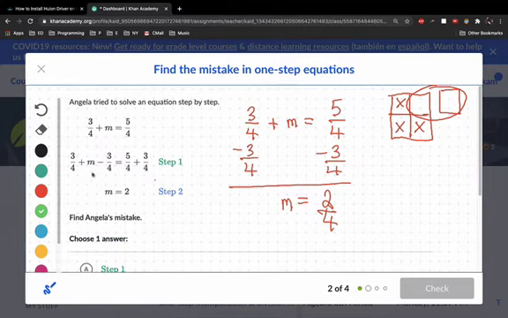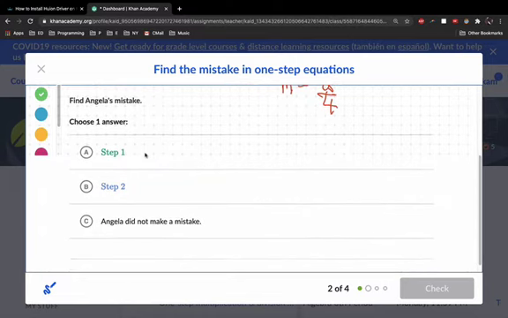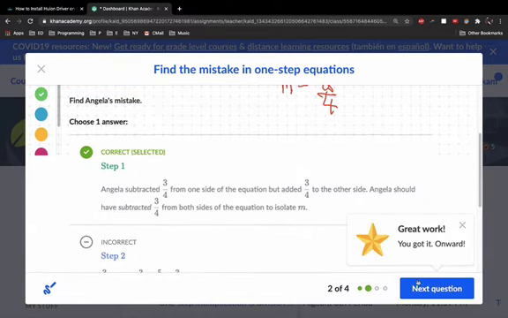So if you go over here and look what they did here, they did subtract here, and they took away 3/4, but right here they added 3/4. When this should have been right here, this should have been subtraction instead of addition. So they messed up in step 1. So we'd go ahead and mark step 1 as where they made a mistake.